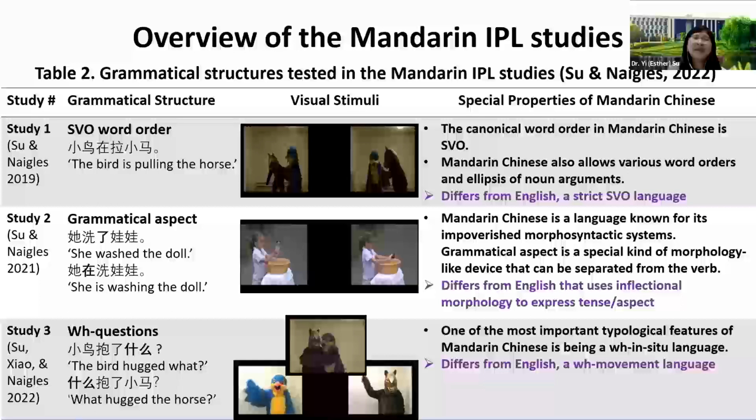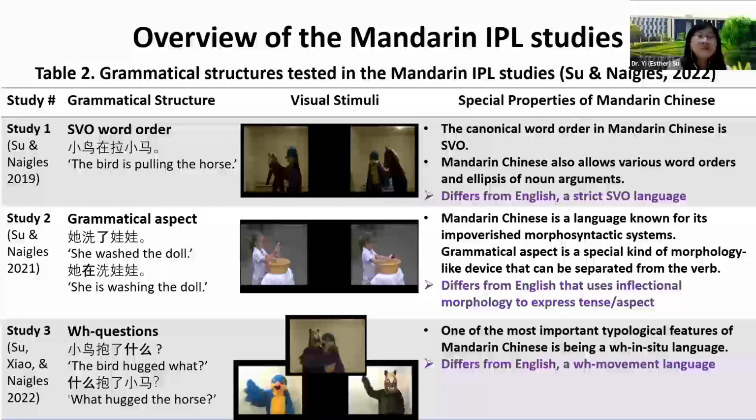But Mandarin Chinese is very different from English. Briefly, I cannot extend on the differences in word order between Mandarin Chinese and English, but I will just mention that the canonical word order in Mandarin Chinese is SVO, just like English. However, Mandarin Chinese also allows various word orders and ellipses of long arguments. So this differs from English, a strict SVO language.